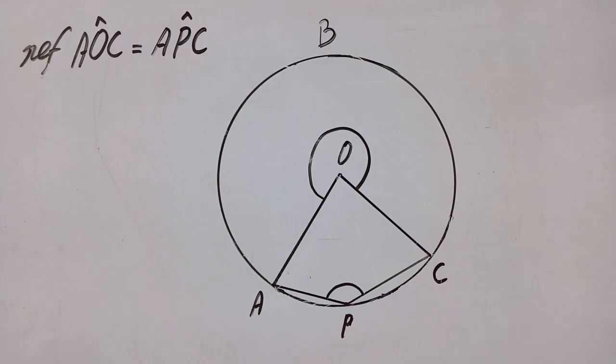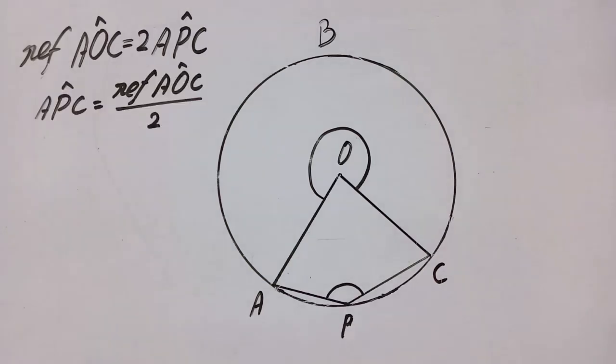Reflex angle AOC is double of the angle APC, or we can say angle APC is equal to half of the reflex angle AOC.